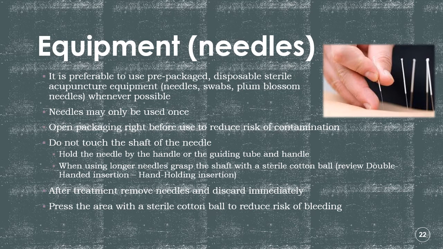If you do need to hold the shaft of the needle, such as when you need points on the buttocks, you might need to use a much longer needle and have to touch the shaft of the needle. We then use either an alcohol swab or a sterile cotton ball to grasp the shaft of the needle, and then we perform the double-handed insertion known as the hand-holding insertion.